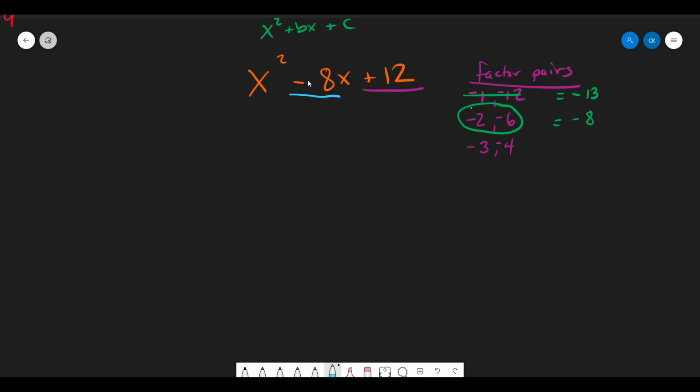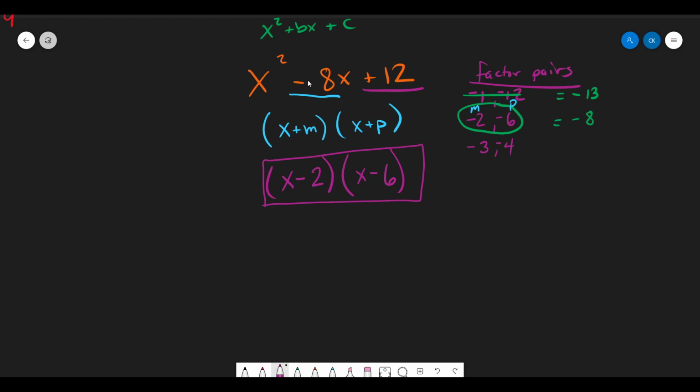We're going to call the first number m. The second number is p. So again, it always goes in the form x plus m times x plus p. So my answer here is going to be x plus negative 2, but remember, we never put plus negative, so it's going to be minus 2. Same thing over here, it's going to be x plus negative 6, but plus negative we don't ever put, so it's just going to be x minus 6. And that is going to be my final answer. That is the factored form of x squared minus 8x plus 12.